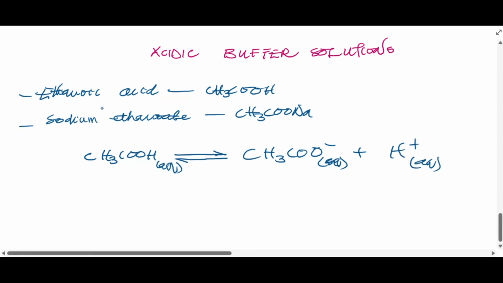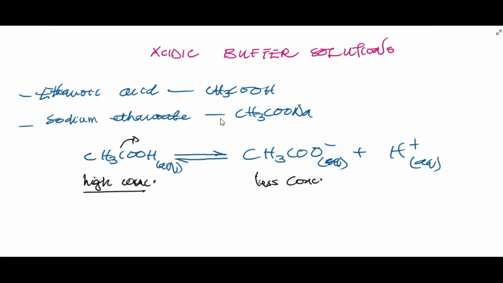So what this equilibrium establishment means is that we have high amount, that is high concentration, of undissolved ethanoic acid, and then we have low concentration of ethanoate ions in the solution. The reason why we have high amount of ethanoic acid, remember, is because most of this ethanoic acid is not dissolved in the solution. Now we are going to add sodium ethanoate into this solution.